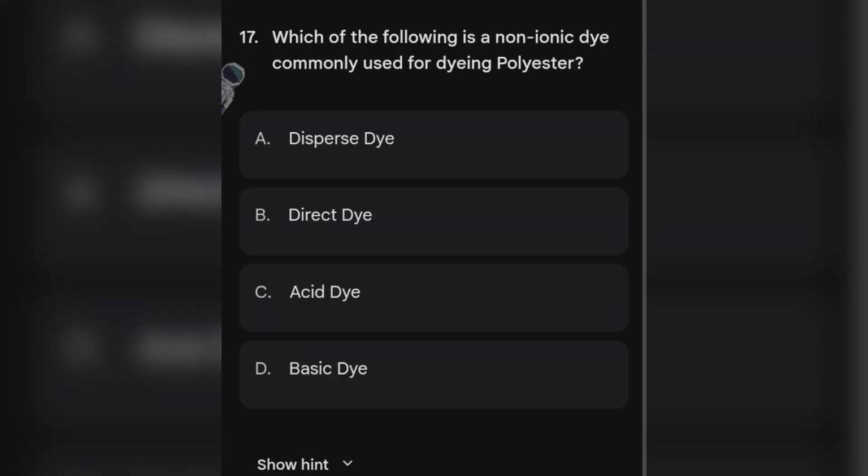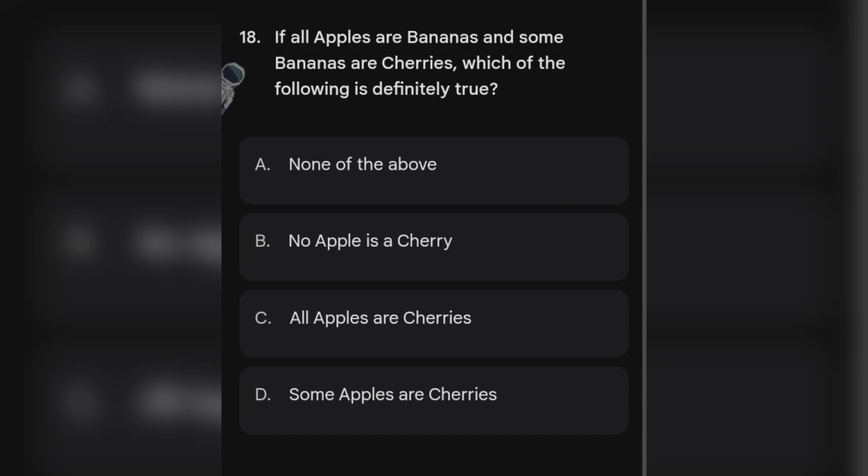This is also straightforward. Which one of the following is a non-ionic dye commonly used for dyeing of polyester? Here it is disperse dye, and it is non-ionic in nature, whereas some of the others are ionic.